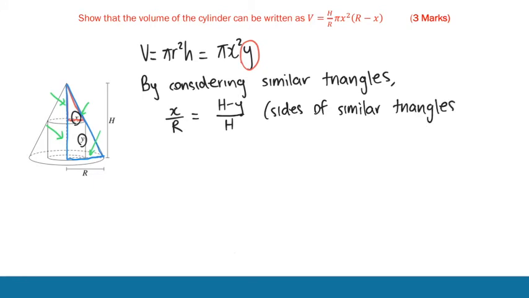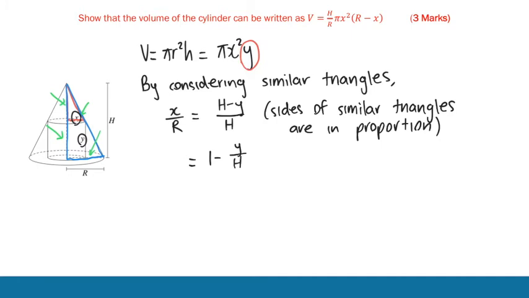So our job now is to rearrange this expression to get something in terms of y. So to say y equals something. And that's going to let us substitute into our volume formula. To do this, I'm going to readjust the right-hand side of this equation ever so slightly. We have h on h, which is just 1, minus y on h. I've just separated it into two different terms.